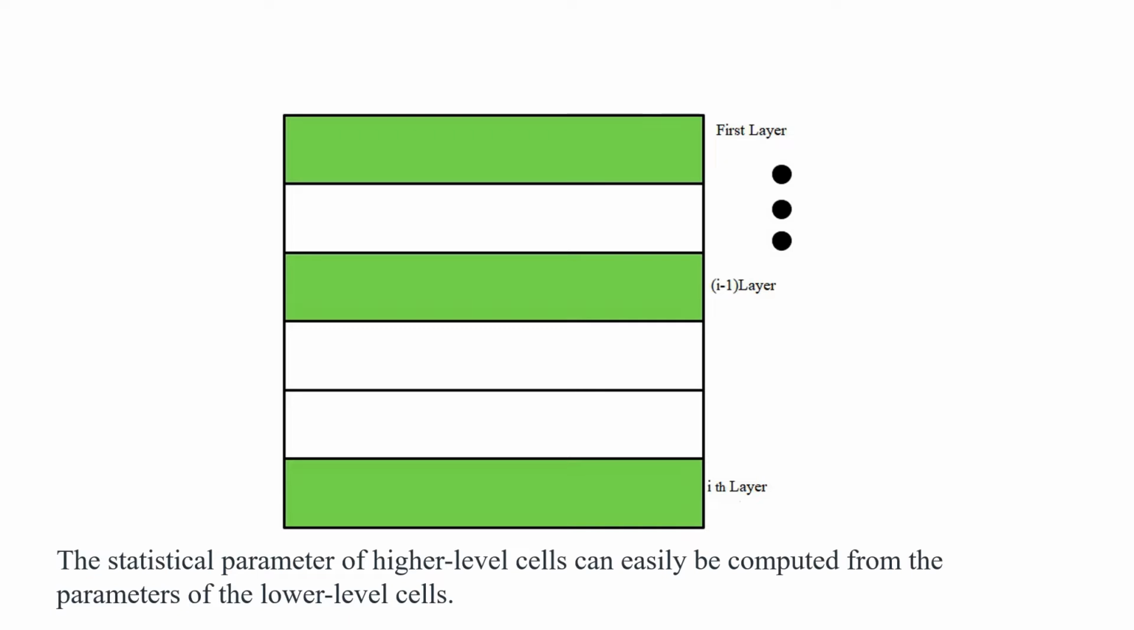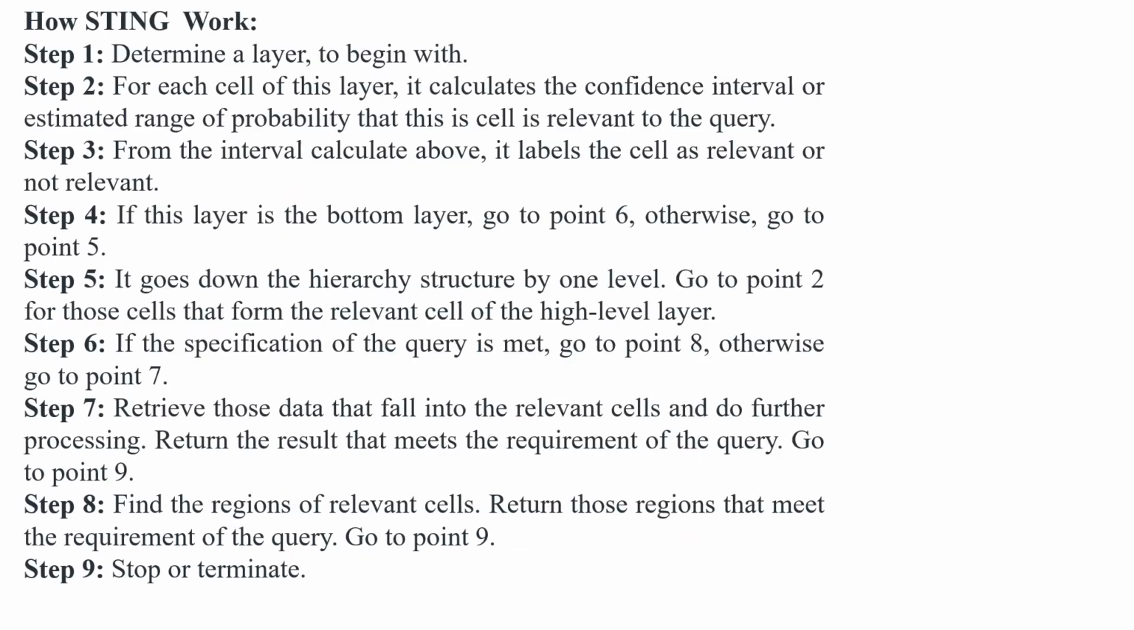This is basically the representation of STING. The first layer, the (i-1)th layer, and the ith layer. The statistical parameters of higher-level cells can easily be computed from the parameters of the lower-level cells.